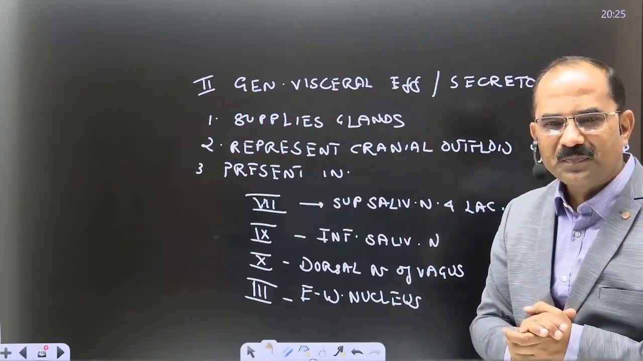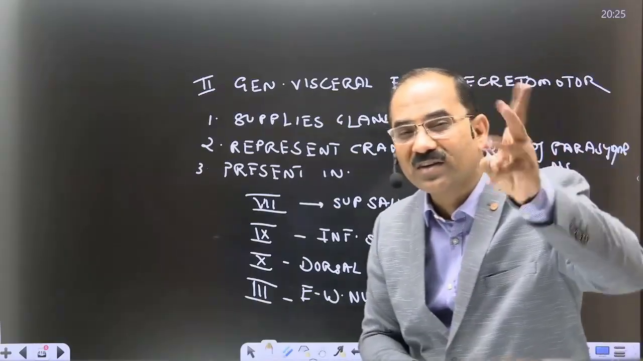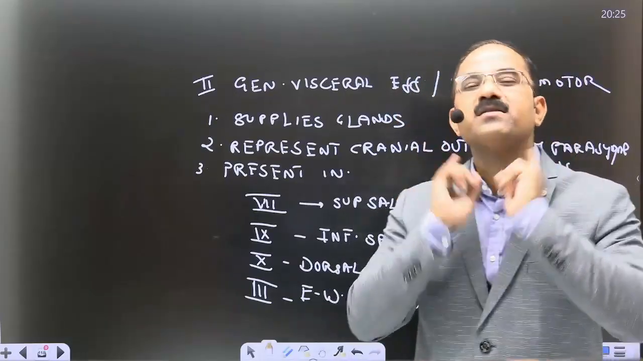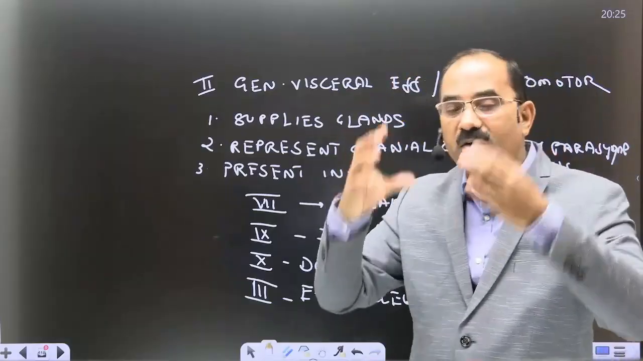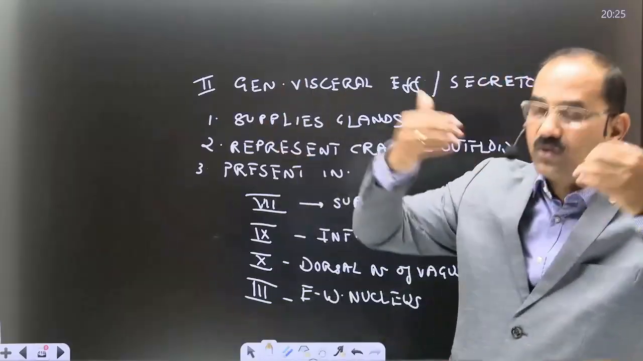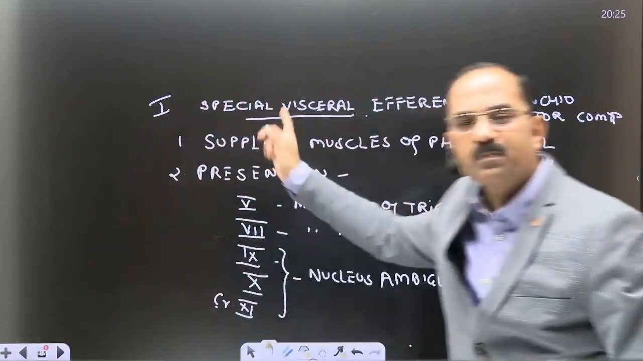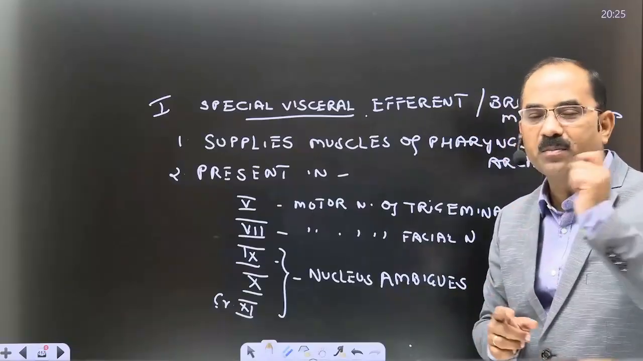Following this, what else does the glossopharyngeal nerve supply? It's a nerve of the third arch. It supplies one muscle in the third arch, that's stylopharyngeus. So to supply the muscle of the third arch, what component should the glossopharyngeal nerve have in its nucleus? Yes, what is the name of the component? Special visceral efferent. The glossopharyngeal nerve should have this to supply the muscle of the third arch.